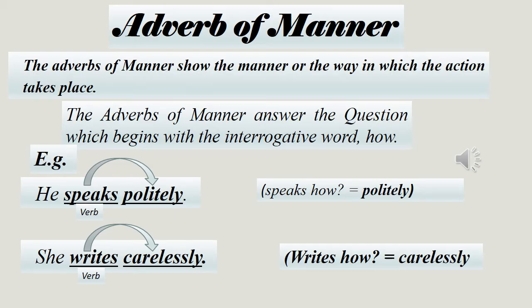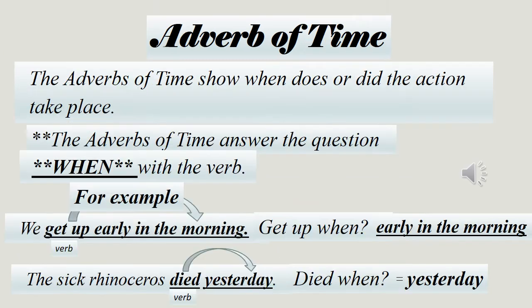The first type is adverb of manner. An adverb of manner shows the manner, or the way, in which the action takes place. An adverb of manner answers the question which begins with the interrogative word how. For example, he speaks politely. Speaks how? Politely. She writes carelessly. Writes how? Carelessly.